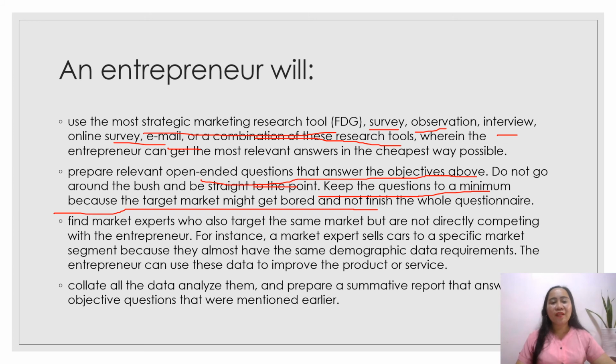Another one is, being an entrepreneur, you have to find the market experts who also target the same market but are not directly competing with the entrepreneur. For instance, a market expert sells cars to a specific market segment because they almost have the same demographic data requirements. So, the entrepreneur can use this data to improve the product or service.